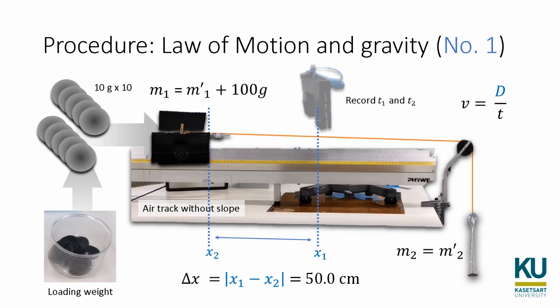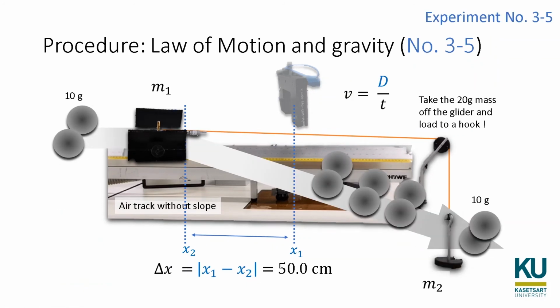For the first experiment, you load all these weights onto the glider. So you have a total of 10 pieces of this weight plus 100 grams and no loading onto the M2. And you slide this away further, 50 centimeter, before releasing it. You release it and repeat, 2 times, not 3 times in this part. Read out the times as a recording. And you will find the terminal velocity with the same method that you used in the first part.